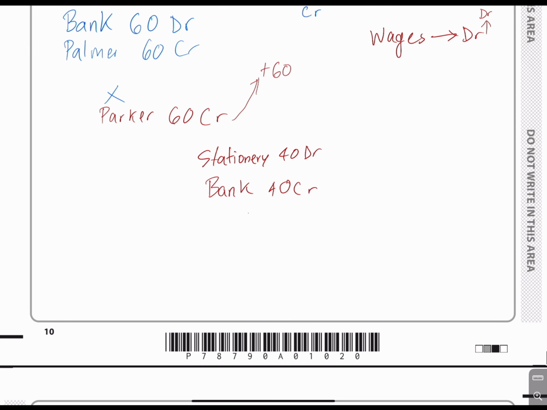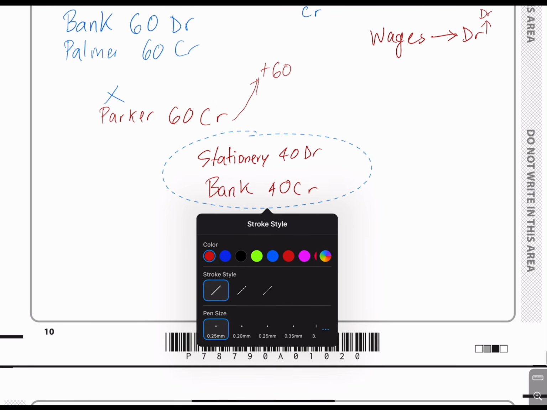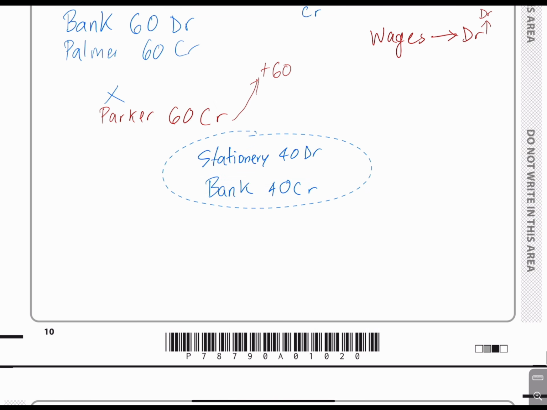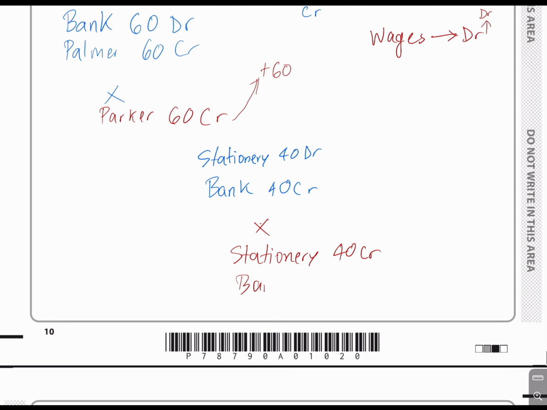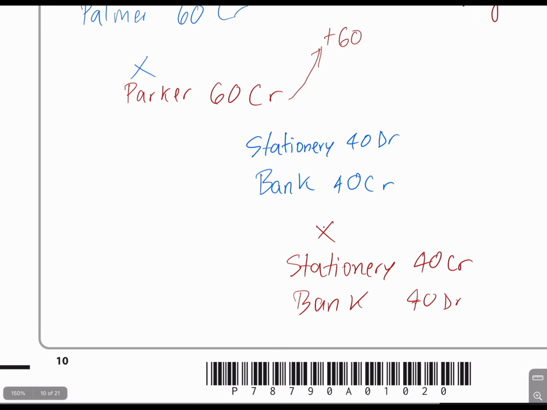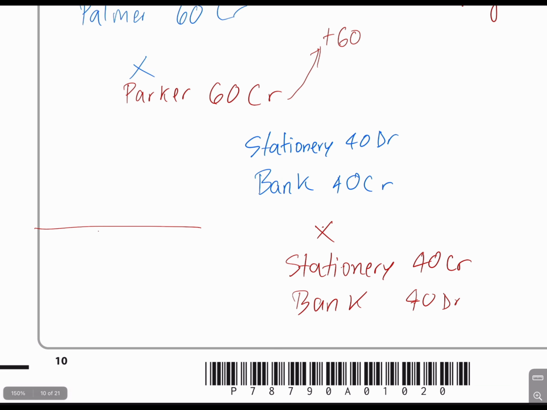So what was the incorrect journal here? We mistakenly have done stationery was credited and bank was debited. Bank debited means we have instead increased the bank balance, increased the bank account. So how do we correct it? Now this is an error of reversal.